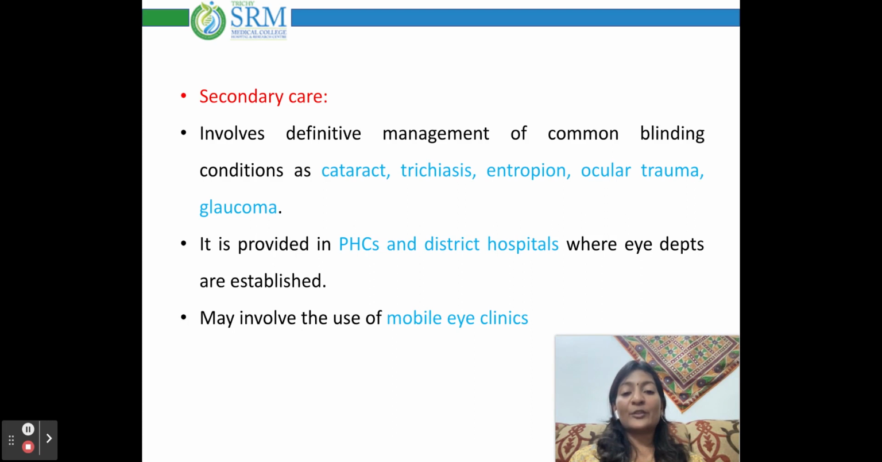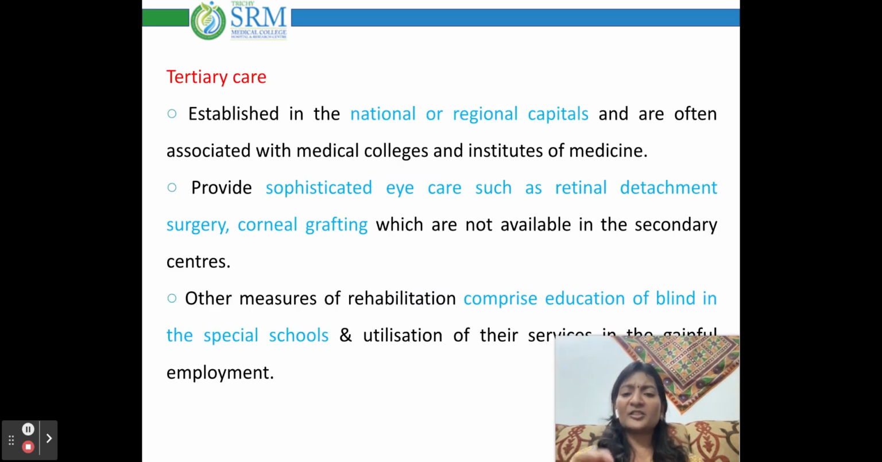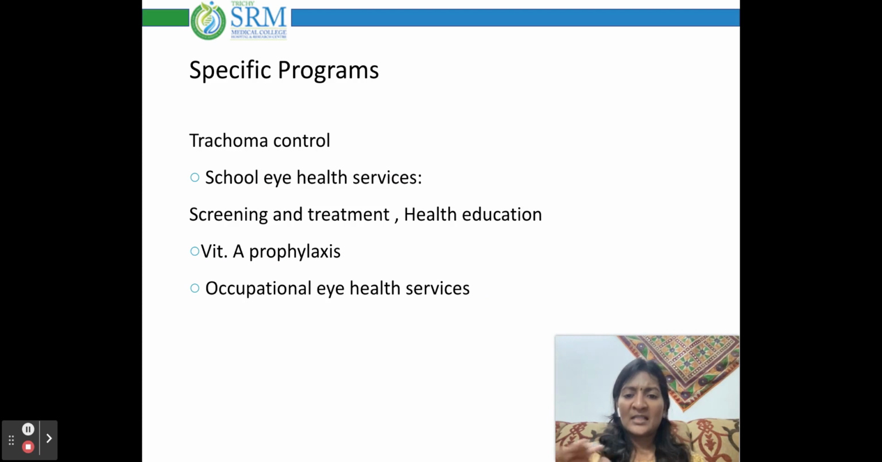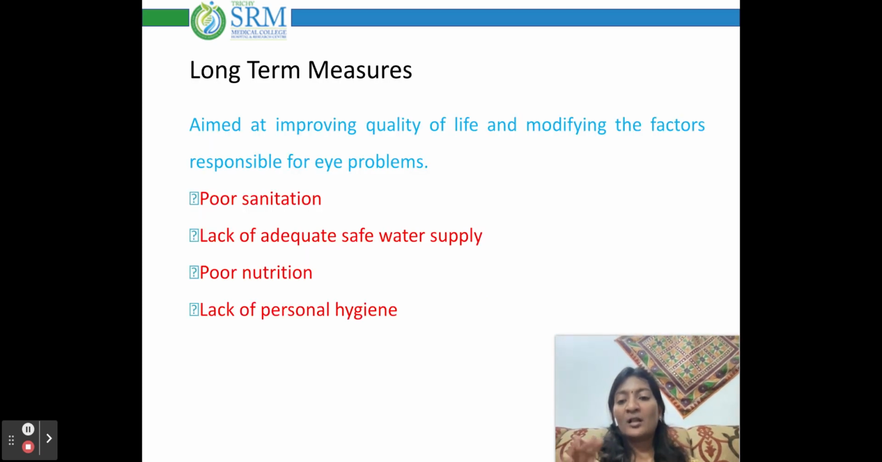Secondary care involves definitive management of common blinding conditions such as cataract, trichiasis, entropion, ocular trauma and glaucoma. It is provided in the PHCs and the district hospitals by eye departments. Tertiary care is established in the national or regional capitals and often associated with medical colleges and institutes of medicine. It provides sophisticated eye care such as retinal detachment surgery and corneal grafting, which are not available in the secondary centers. Specific programs include trachoma control, school eye health services, vitamin A prophylaxis, and occupational eye health services.